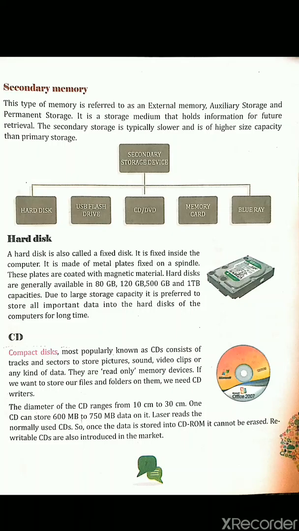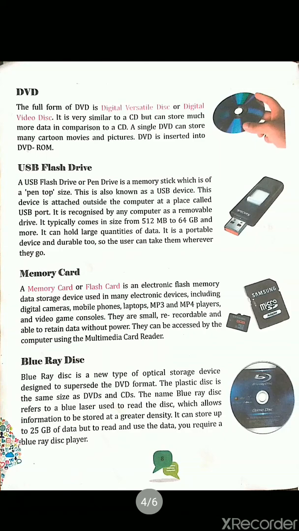Next, DVD. The full form of DVD is digital versatile disc or digital video disc. It is very similar to a CD but can store much more data in comparison to a CD. It can save more than six times more than a CD. A single DVD can store many cartoon movies and pictures. A DVD is inserted into a DVD-ROM, and the storage capacity of a DVD can be 4.1 GB to 17 GB.